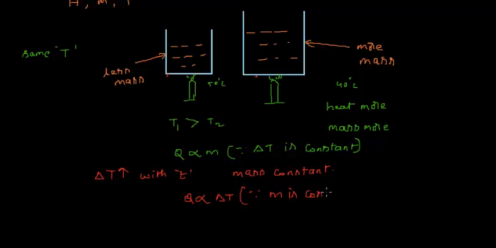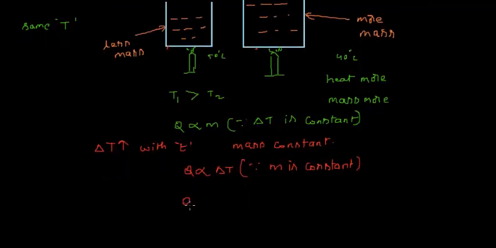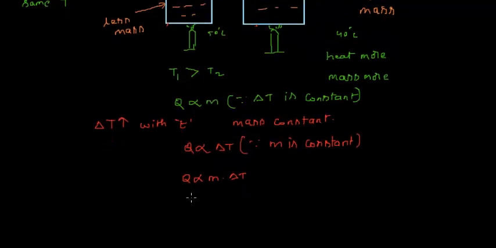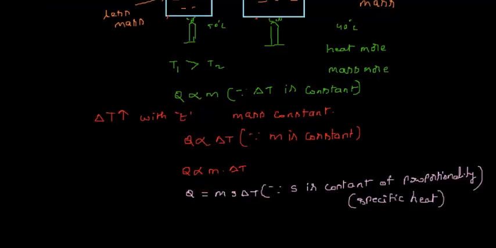From these two equations, I can write Q is proportional to M into delta T. When I remove the proportionality symbol, I will get a proportionality constant. So, I can write Q is equal to M S delta T, where S is a constant for a given substance and it is called specific heat. So, I can write S is equal to Q by M delta T.